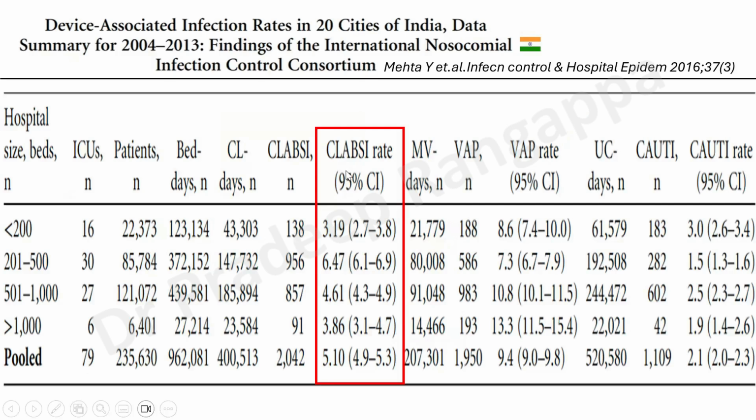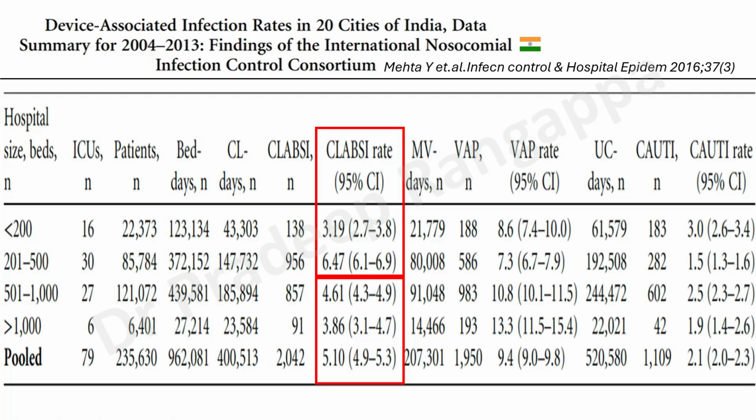This data came from device-associated infection rates in 20 cities of India. This study was a huge epidemiological study done between 2004 and 2013. Look at the CLABSI rates. If you take our Manipal hospital, we come in this category. These are the bed strengths: less than 200, 200 to 500, 500 to 1,000. Ours would possibly come in the 200 to 500 bed range. If you look at the CLABSI rate, it is 6.47, which is high.